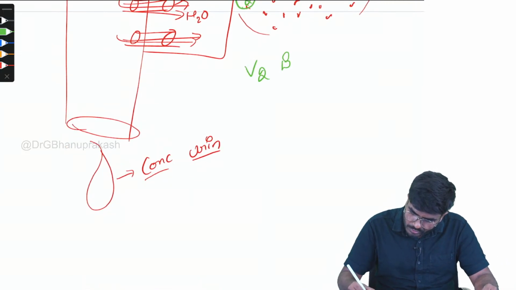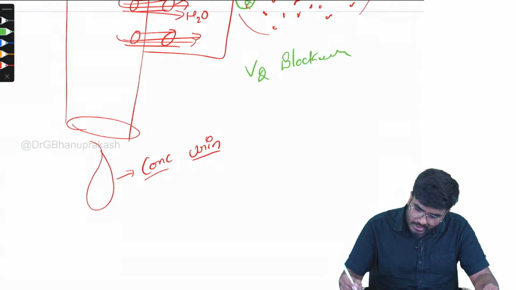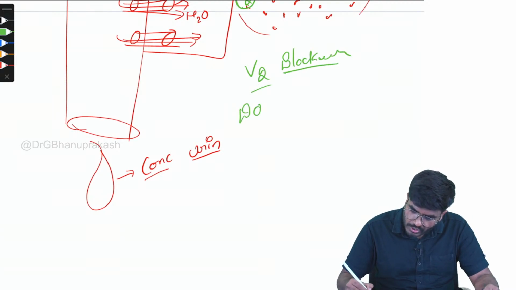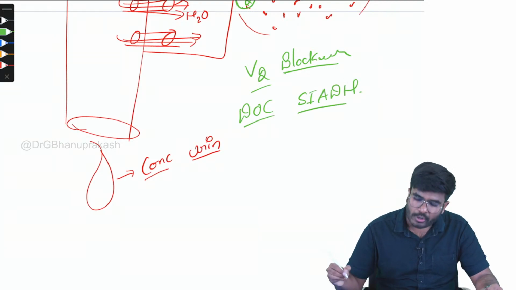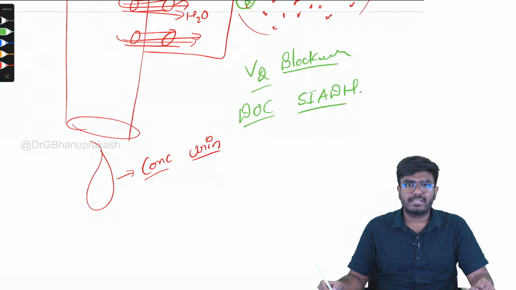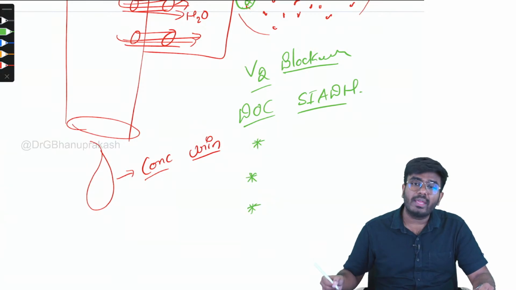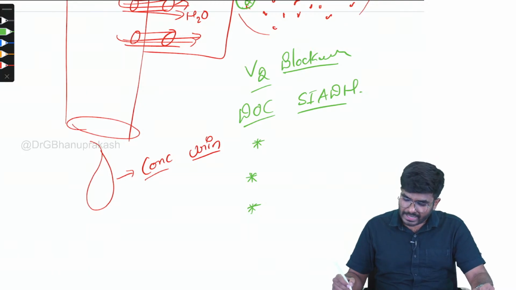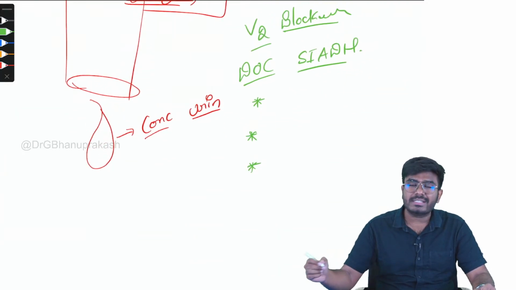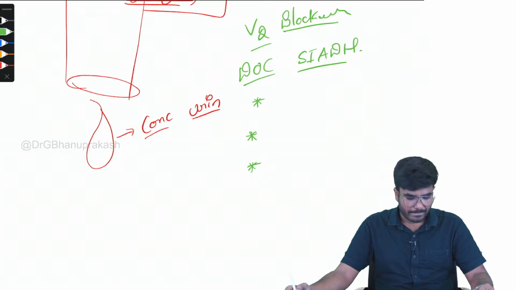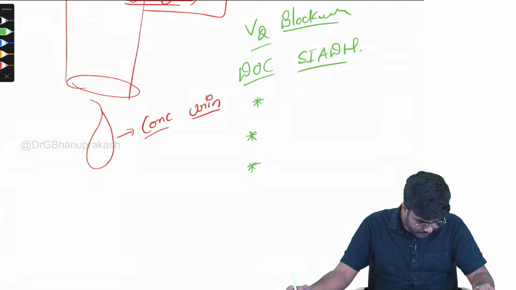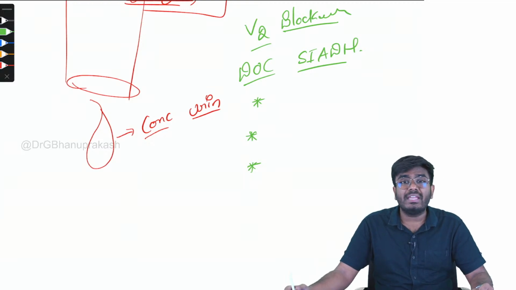So V2 blockers are the drug of choice for SIADH. V2 blockers are the drug of choice for SIADH. Can you name me any V2 blocker? Guys, anyone knows V2 blockers? I'm asking you. See, PK, you are saying fluid restriction.